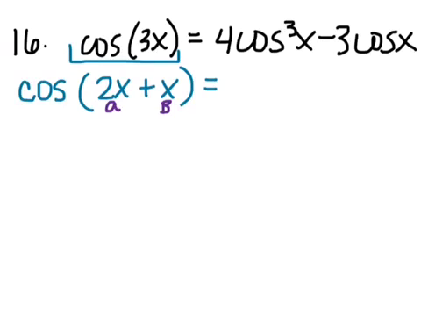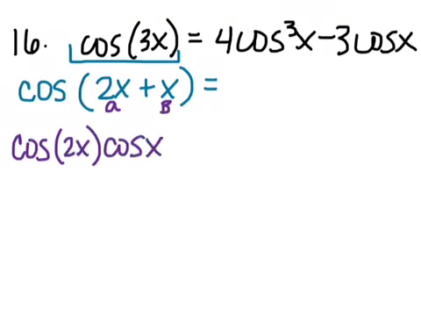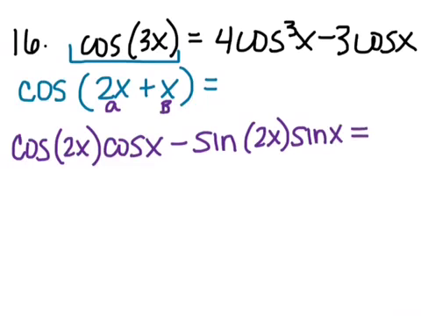So to expand this, we do cosine of the first angle, cosine of our A, times cosine of our B, which here is x. And then in the sum formula for cosine, it's minus in between, and minus sine of our first angle, which is 2x, times sine of our second angle, which is x. So that's all expanded. Now the next thing I'm going to do is use the double angle identities.